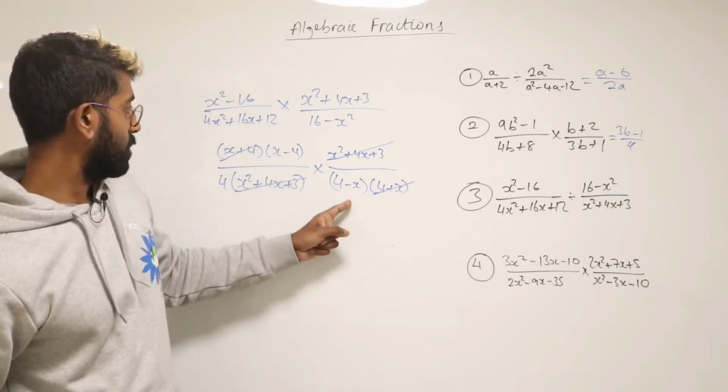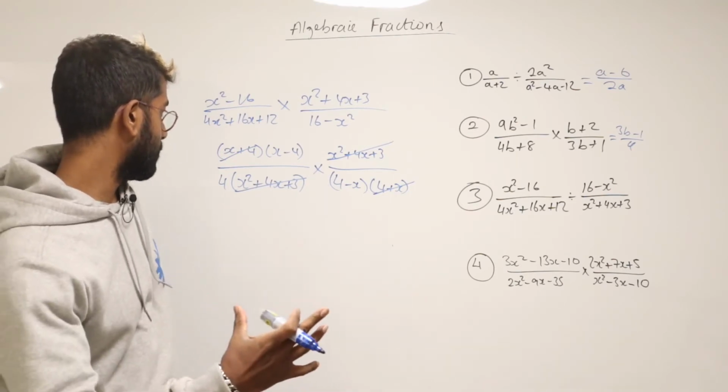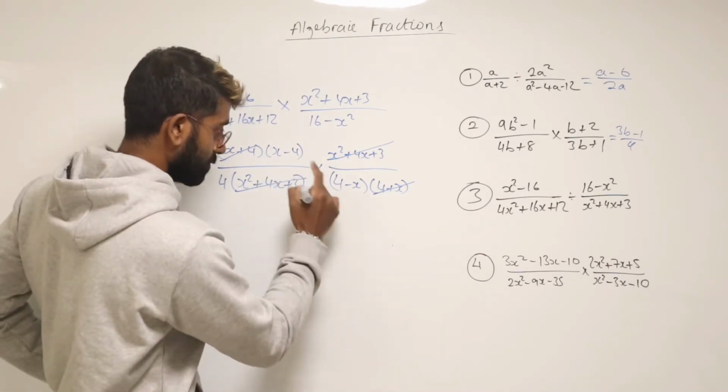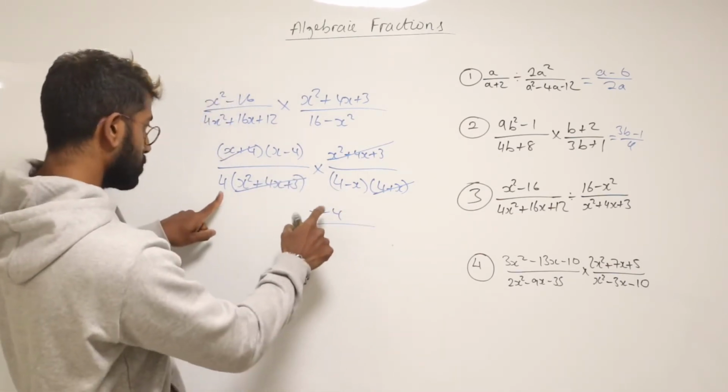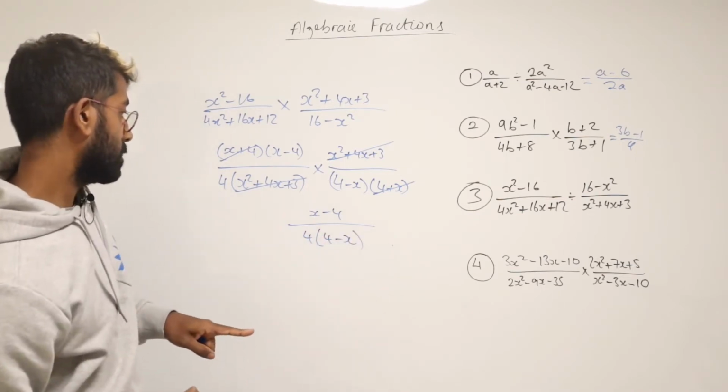Now it would be nice if we could cancel these. But we can't at the moment. Maybe we should neaten this up first. Let's neaten this up to see what we've got left. So we've got x plus 4 on the top. Oh, it's x minus 4 on the top, sorry. And on the bottom, 4 and then 4 minus x.